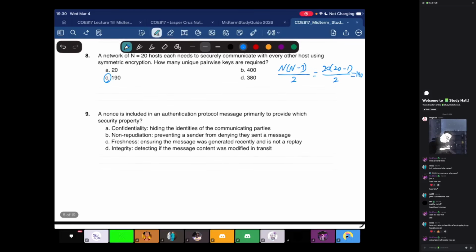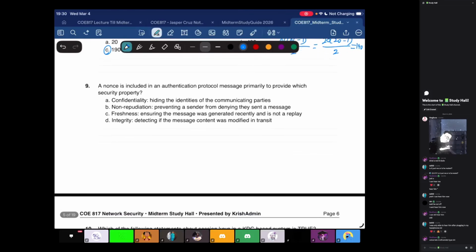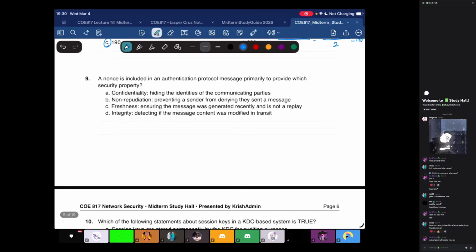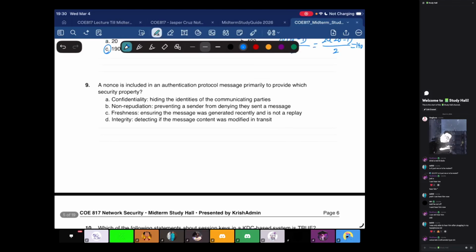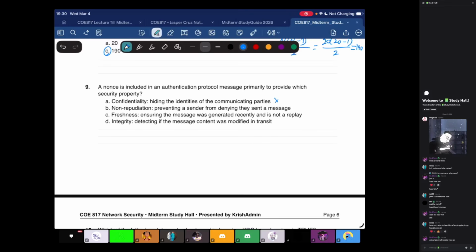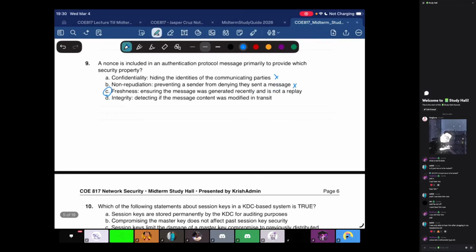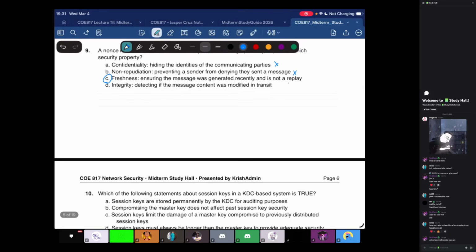A nonce is included in an authentication protocol message primarily to provide which security property? Confidentiality? No, it's not this. It's not non-repudiation? No. It is freshness. A nonce is a random value, whether it be a timestamp or a sequence number, anything. It is a value determined by the sender, and it is used to ensure that the messages being communicated are always fresh and there is no replay attack.